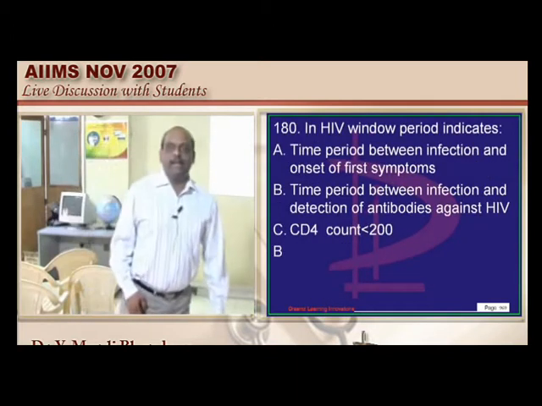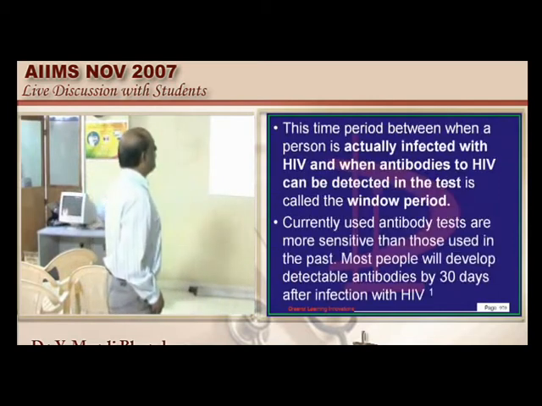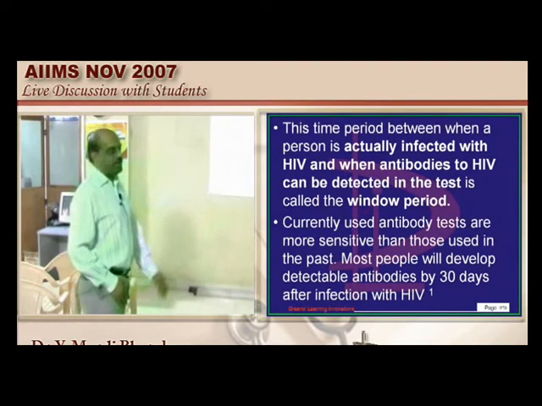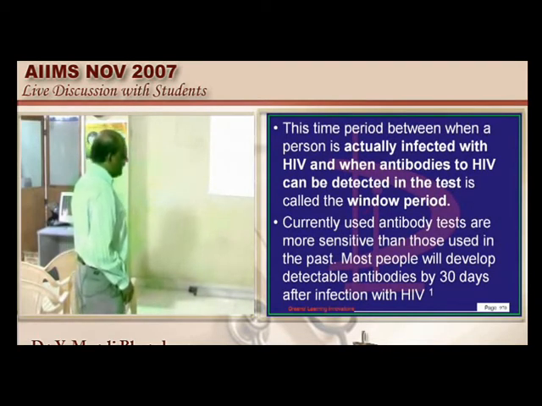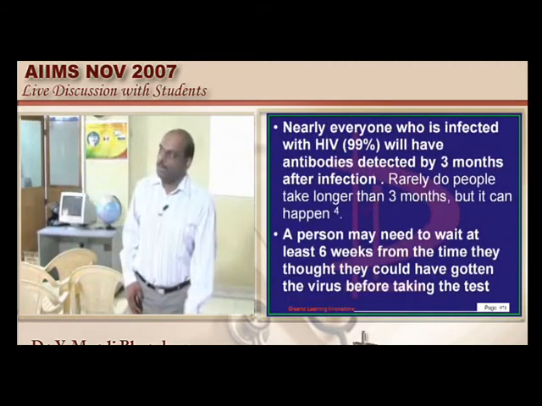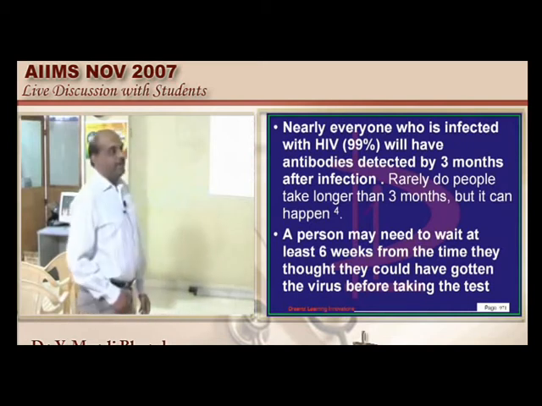What is the window period in HIV? Classically it is the period between being infected with HIV and serology becoming positive, generally 30 days. Generally until 3 months you have to be very sure. Only after 3 months seronegative can you be declared okay for the world.